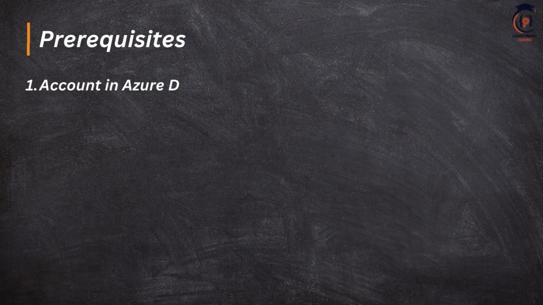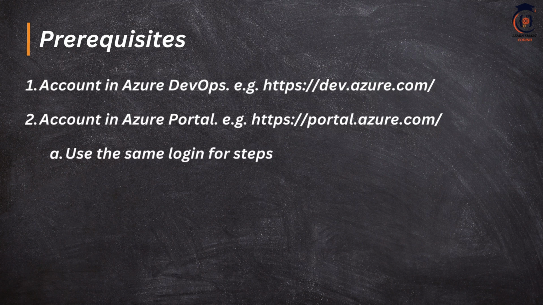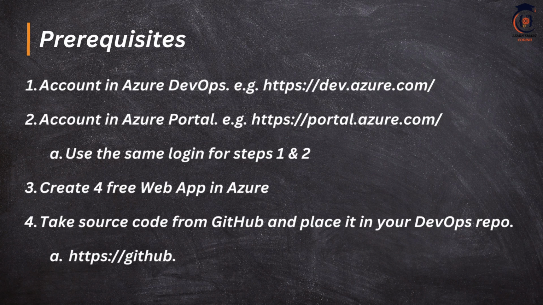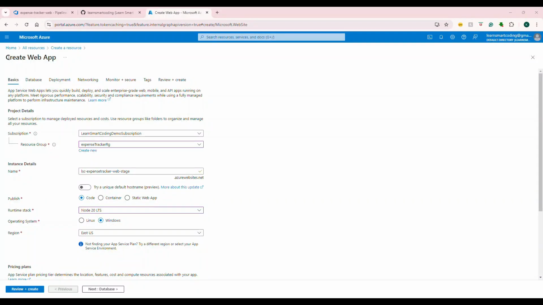Prerequisites: you should have an account in Azure DevOps and the Azure Portal. Prefer to have the same name, and then create 4 free web apps in Azure and use the GitHub code that is there in my repository. I already created 2 Azure web apps and I'm going to create 2 more quickly in this video. Come, let's see. This is the one. So let's quickly see how I'm creating another 2.